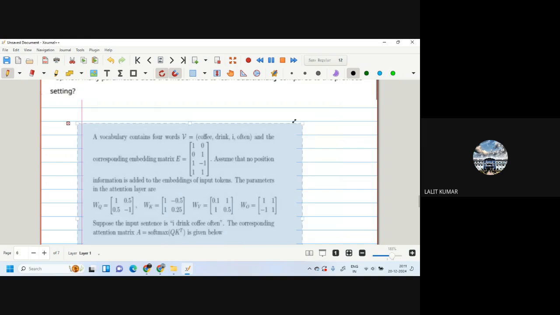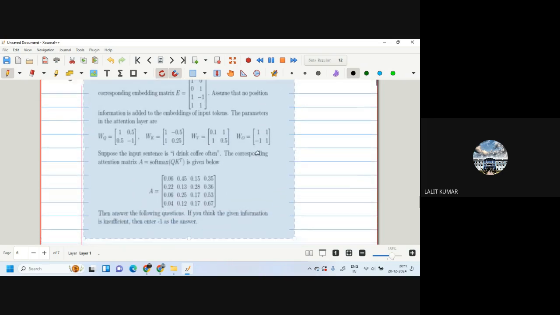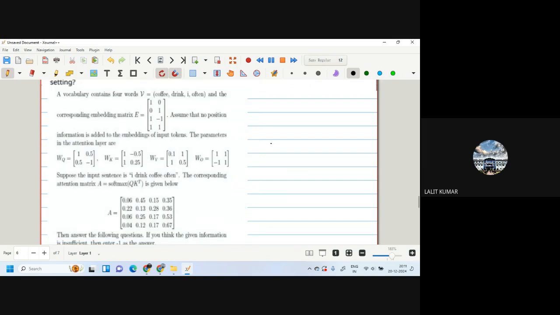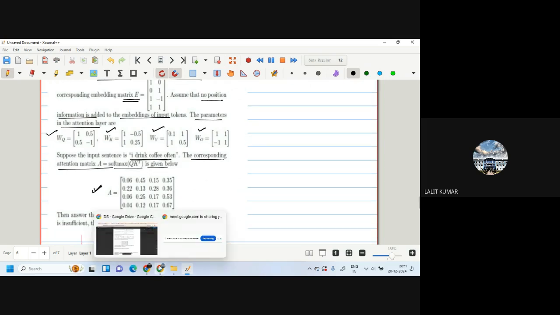Okay, this is a question. A vocabulary contains four words: coffee, drink, I, often, and these are the embeddings. Assume that no position information is added to the embedding. The parameters in the attention are WQ, WK, WV, WO. Suppose the input sentence is I drink coffee often. The corresponding attention matrix is equal to softmax of this, given below. Answer the following questions. So let's see what is the question.